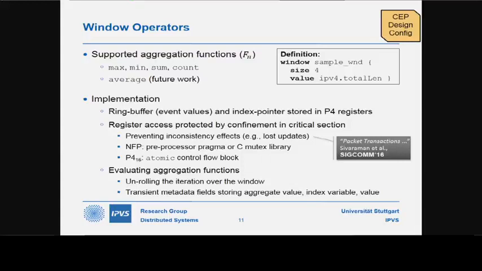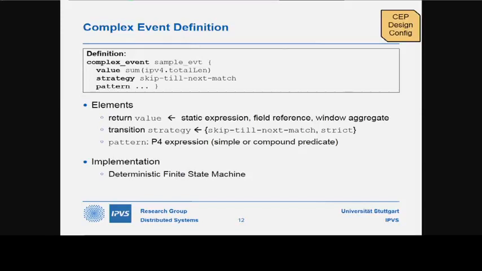Now, after storing the current value in this ring buffer, we evaluate the aggregation functions. We do that by unrolling the iteration over the window manually or explicitly, since there is no loop construct in P4. And unfortunately, we can't apply arithmetic operations directly on registers. That is why we have to use transient metadata fields that store the current aggregate value, the current index variable, and the value at the current index, and then apply the arithmetic operations on that.